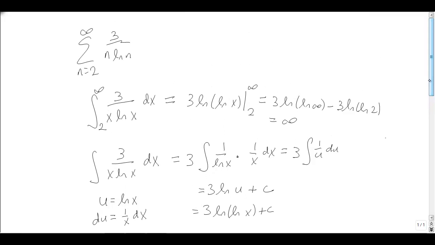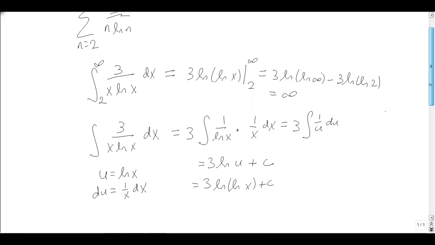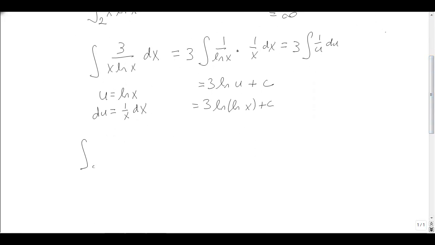So let's sum this up down here. Via directly computing the integral of 3 over x natural log x dx from 2 to infinity, we found that it diverges.